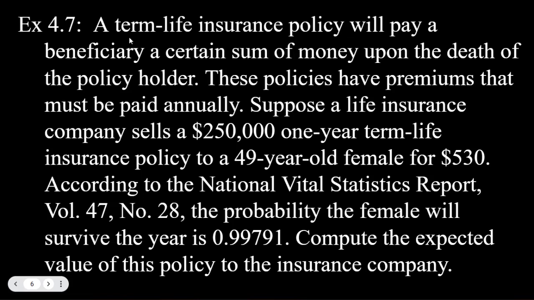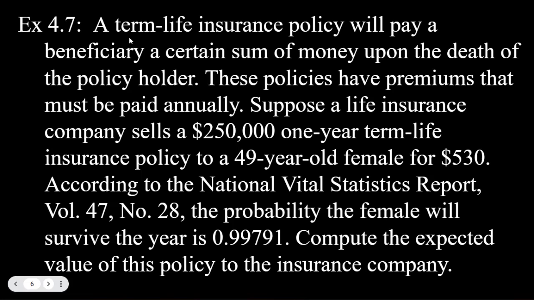Example 4.7, a term life insurance policy will pay a beneficiary a certain sum of money upon the death of the policyholder. These policies have premiums that must be paid annually, that means every year. Suppose a life insurance company sells a $250,000 one-year term life insurance policy to a 49-year-old female for $530. According to the National Vital Statistics Report, Volume 47, number 29, the probability the female will survive the year is 0.99791. Compute the expected value of this policy to the insurance company.